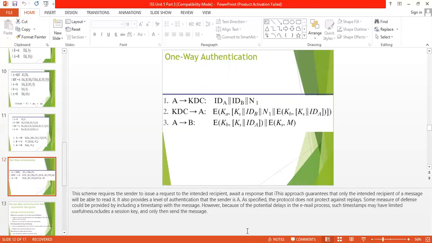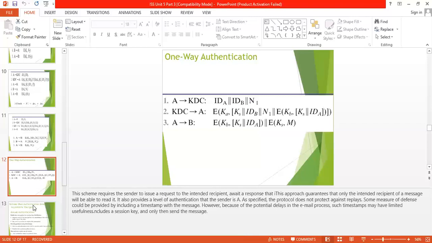As specified, the protocol does not protect against replay. Some measure of defense could be provided by including the timestamp with the message. However, because of the potential delay in the email process, such a timestamp may have limited usefulness. It includes a session key and only then sends the message. So this is the simple one-way authentication.